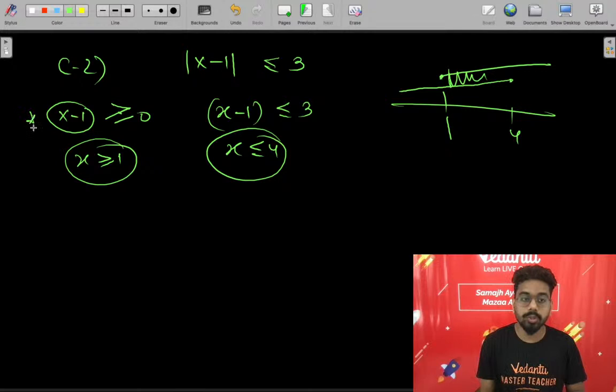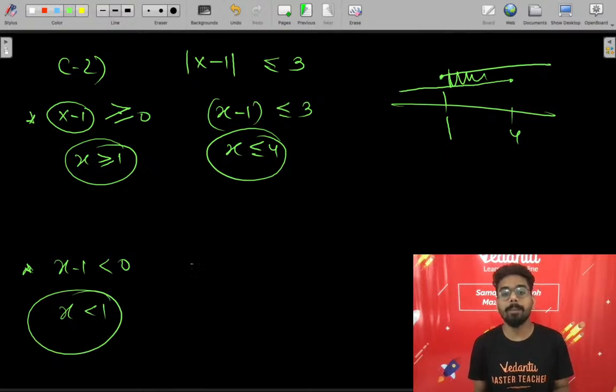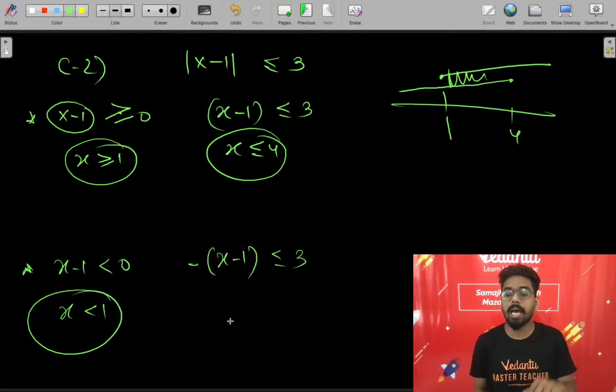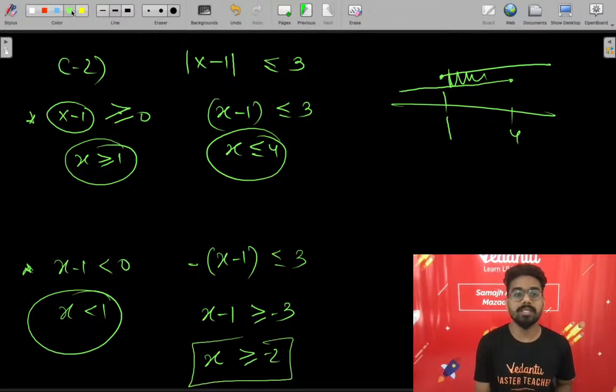Now inside this, the second point: if inside thing is less than 0, means x less than 1, and you will apply minus sign if you will remove the modulus, less than equal to 3. Multiply minus sign both the sides, x minus 1 greater than equal to minus 3. You will come out with x greater than equal to minus 2. Draw this thing on the number line.